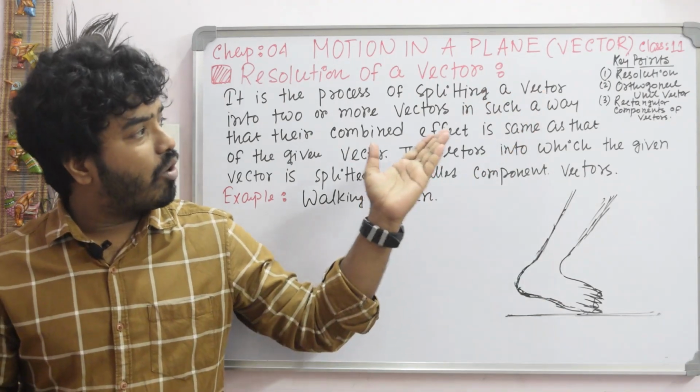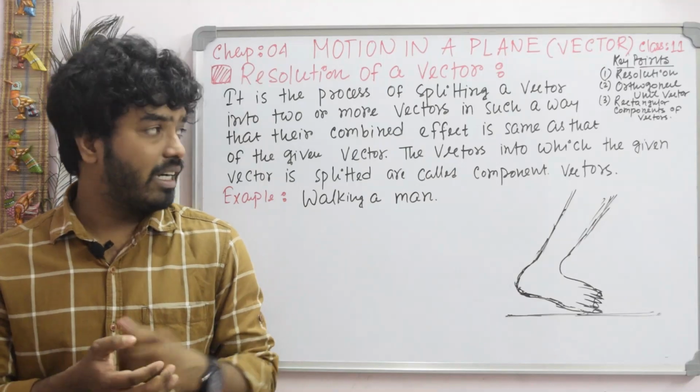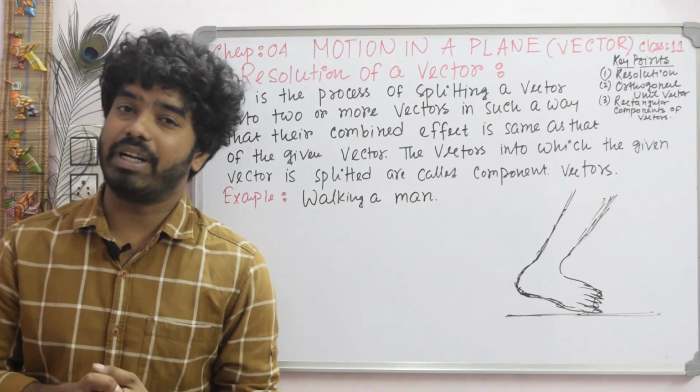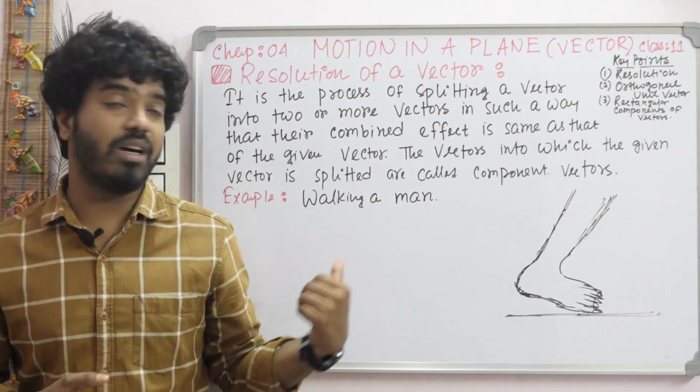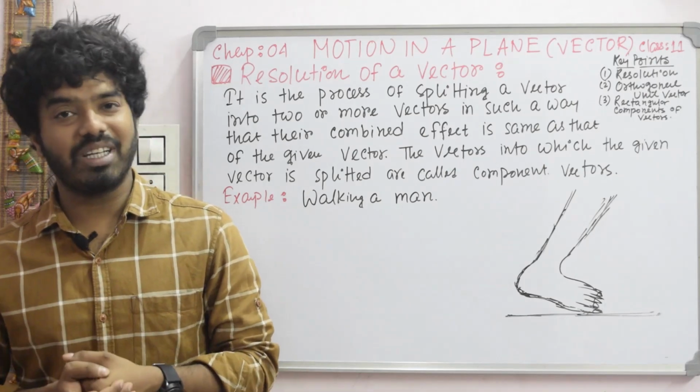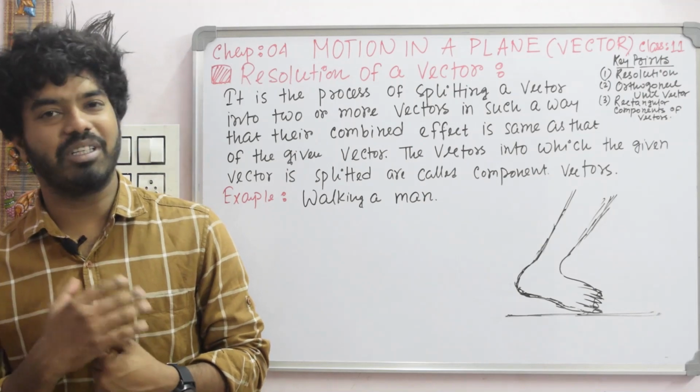After that we learn orthogonal triad of unit vectors, and third one, that is the rectangular component of a vector, and then we solve some important numericals related to this class. So once again welcome to your channel, and now open your copy and write down the notes.